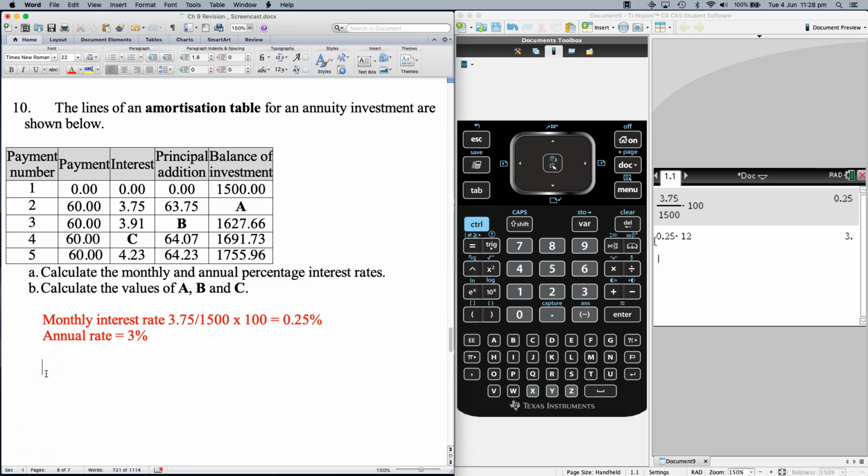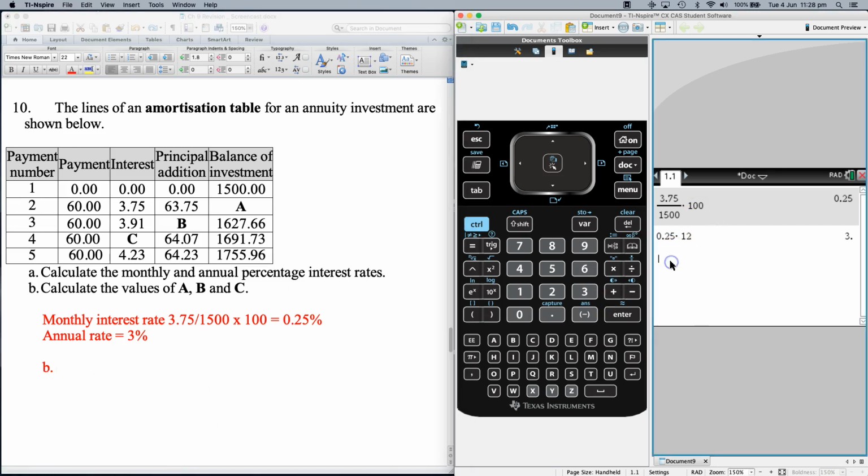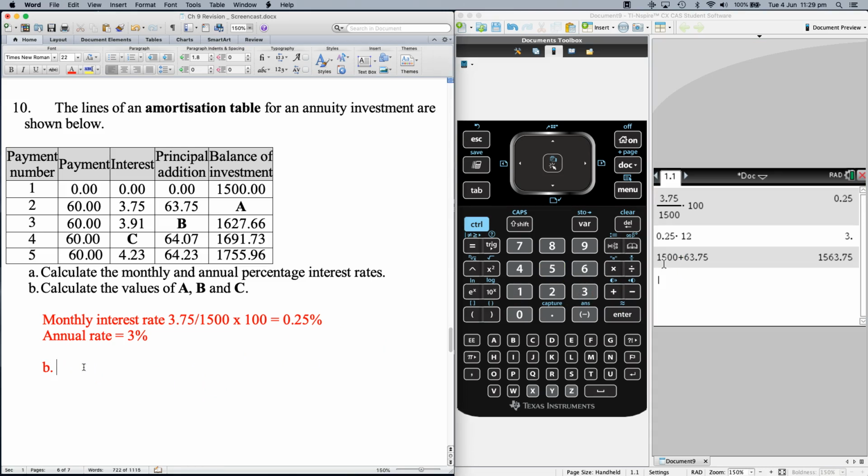For the next part of the question, part B, we're asked to calculate the values of A, B, and C. So for A, we have to find the balance after the second payment. So we just need to look at the principal addition and add that on to the previous balance. In this case, we're going to have 1,500 plus that 63.75, which is the principal addition. So our new balance will be 1563.75. That's the value of A.